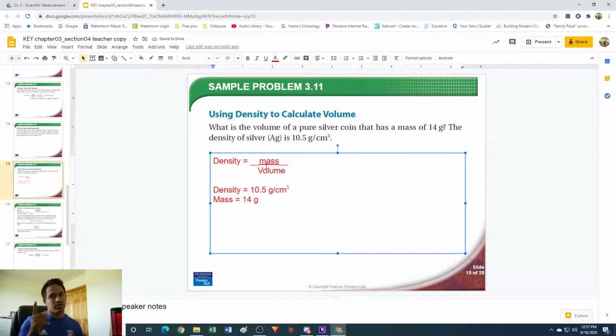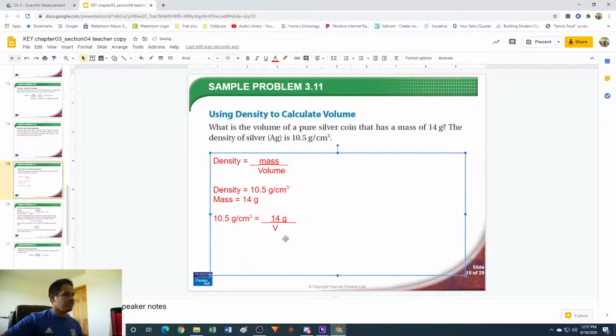We can do this in one of 2 ways. One, we could just set up our equation for density and plug in the information we know, and then solve for what we don't know. So we have density is equal to 14 grams divided by V, which we don't know. We can do some algebra, solve for V. Or we can also do this the dimensional analysis way, and the dimensional analysis way would be to do it this way.